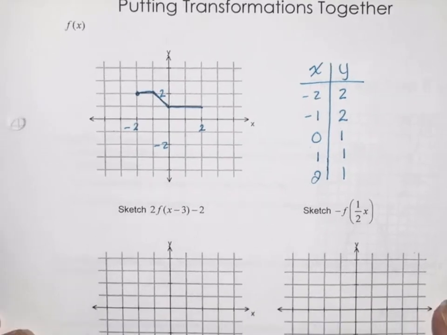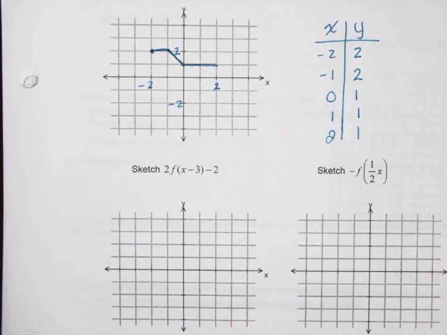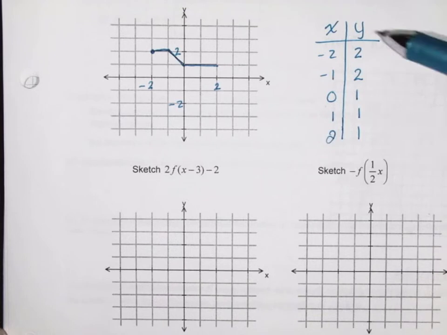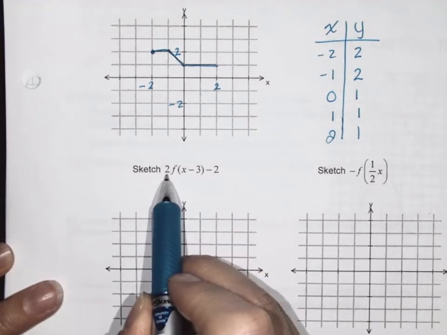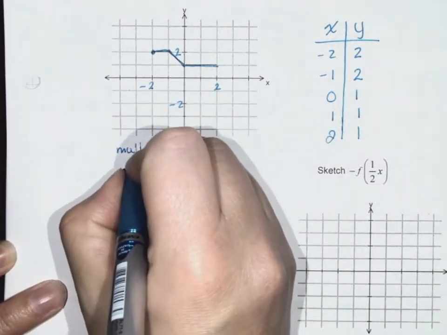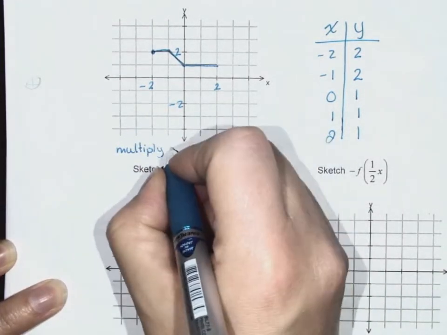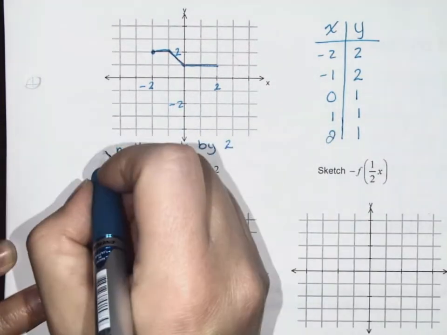Okay, so this is in function notation. So it's telling us the rules. It's giving us instructions on what to do to all those values. So let's go through it. Do you want to make it into a mapping rule or do you want to put it in words? We can do both. Okay, words above. So what is this 2 out front telling me to do? Okay, multiply y's by 2. That's the first thing.